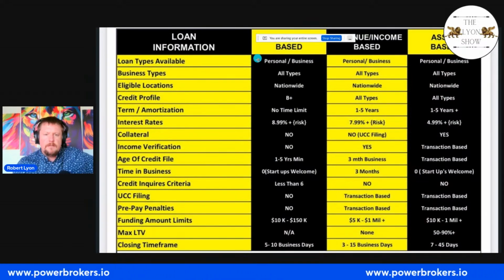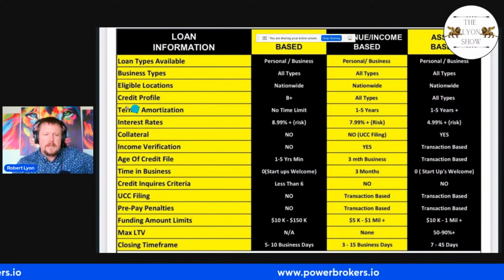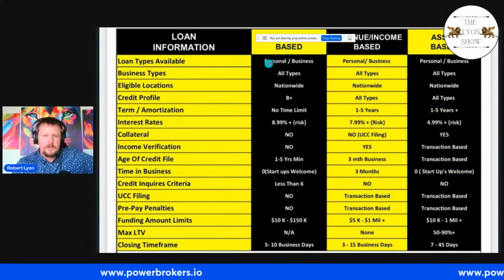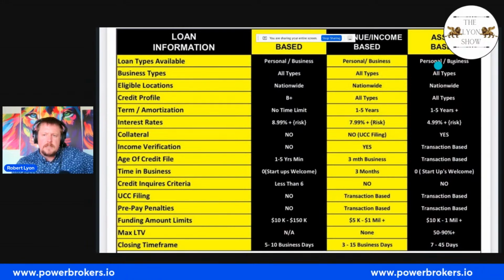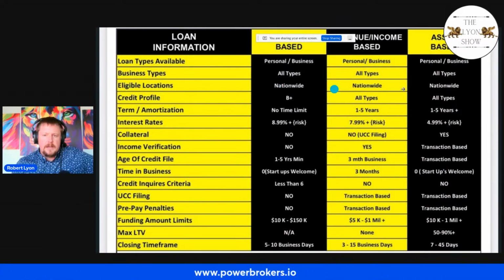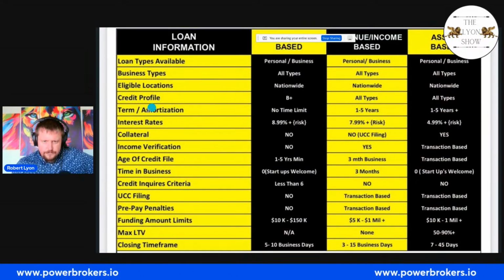Okay. And this is basically the breakdown of what it looks like and what you're going to be doing. And this is kind of the matrix for what the banks are looking for when you're trying to get stuff. Okay, what type of loan are you trying to get? Personal, business, right? It can be any of these things. Business type, all types, doesn't matter. Nationwide, credit profile, B+, all types.